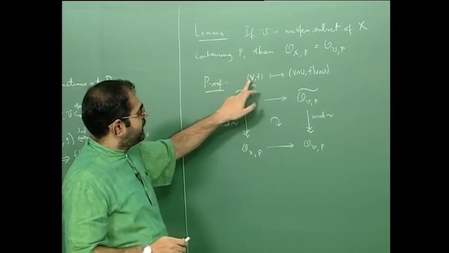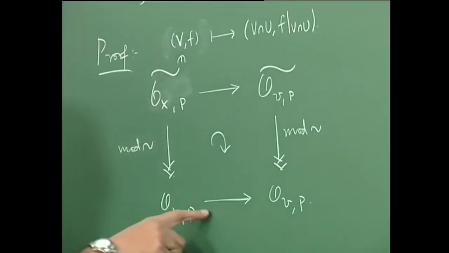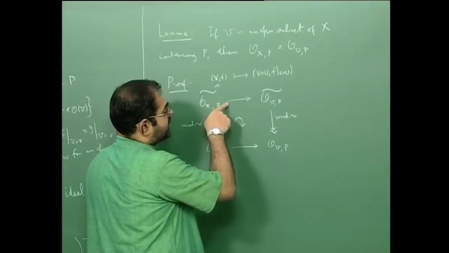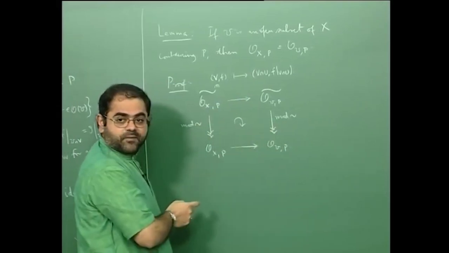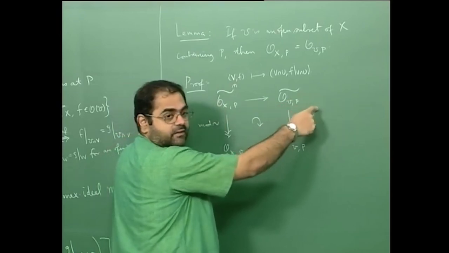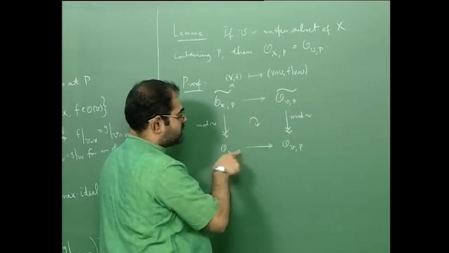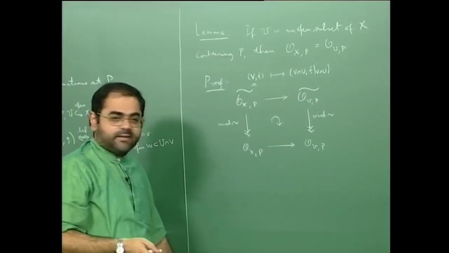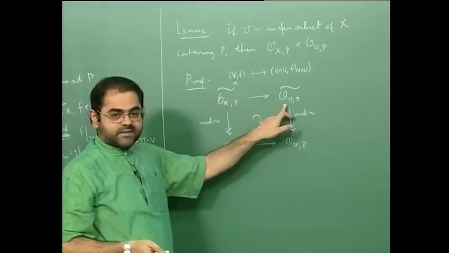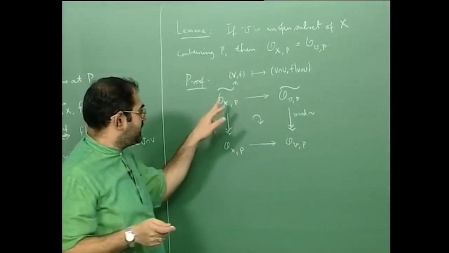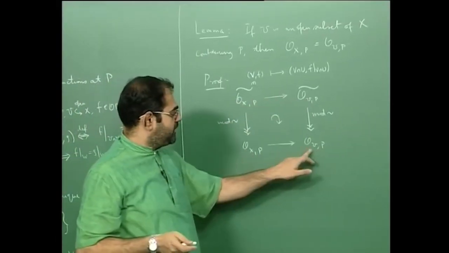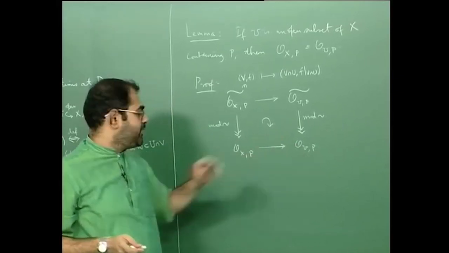The fact that you need a map like this boils down to checking that this map respects the equivalence relation. Which means that if two things are equivalent here, then the images there are equivalent. Once you have that, this map goes down to a map like this. So this map is not just a map of sets, but also a map which preserves the equivalence relation on these two sets. So it goes down to a map of the equivalence classes.